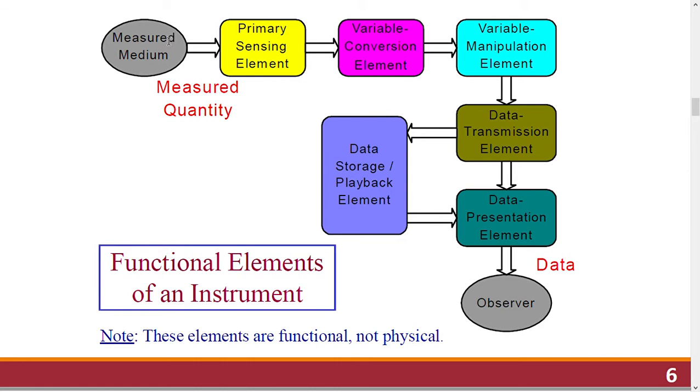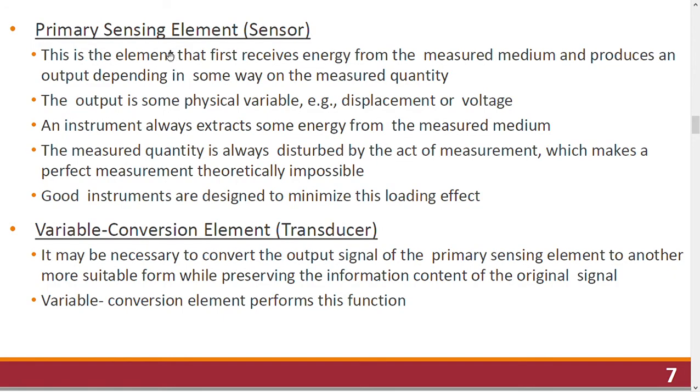So these parameters will be measured by the primary sensing element. This primary sensing element is also called the sensor, which comes in physical contact with the quantity to be measured. So the primary sensing element is an element that comes first in contact with the measured quantity. Now, the problem of this type of primary sensing element is that it will extract some energy from the measured quantity for its own working.